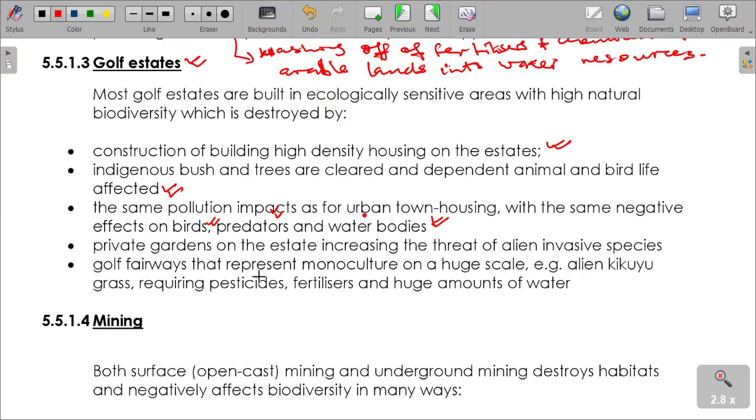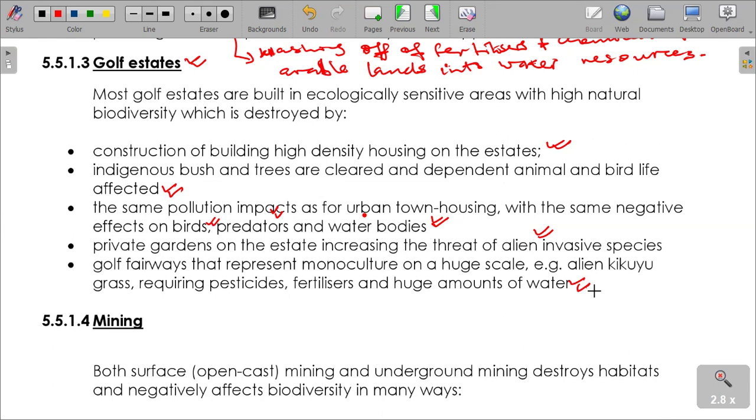In that respect, it's also a way which is destroying our biodiversity. Private gardens on the estates increase the threat of alien invasion. I'm sure that you know, Musa, that people always come with their exotic plants in the Gulf Coast, which is also another disadvantage, which we are saying increases alien invasion. And then golf fairways that represent monoculture on a huge scale, e.g., the alien Kikuyu grass, requiring pesticides, fertilizers, and huge amounts of water. These are management practices that are done in Gulf Coast, where you find people grow Kikuyu grass.